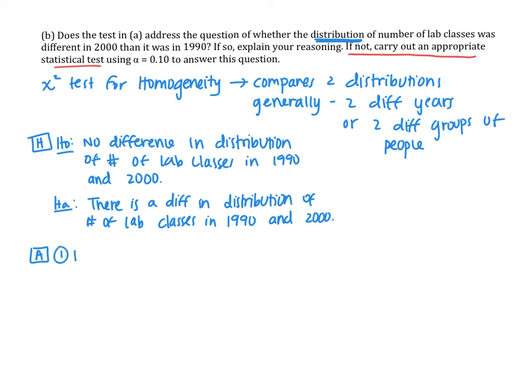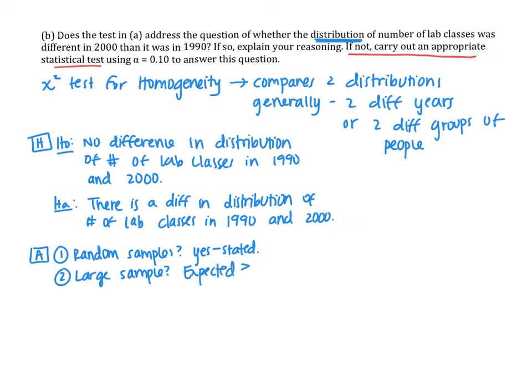First assumption, we need to have random samples. In this case it's plural because 2 separate samples were taken, one in 1990, one in 2000. This was stated. Second assumption, we need to have a large sample. Those expected counts have to be at least 5.